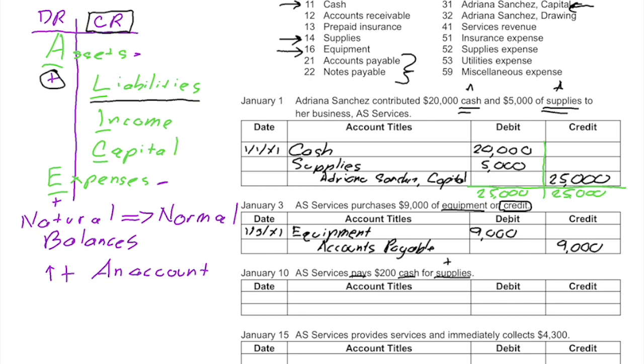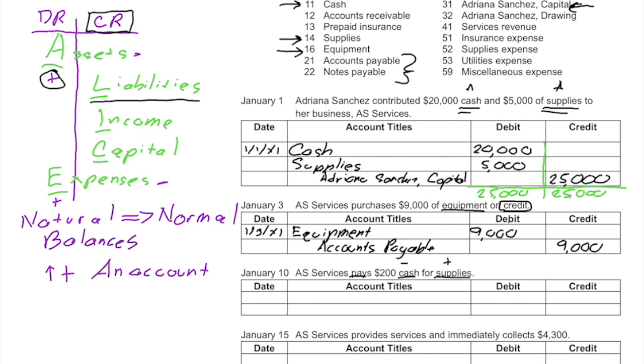Our supplies are going up. I had to give them $200 in cash. My cash is going down. Now I'm going to go back over to my chart at the left, and I am going to say both of these actually fall into assets. Both our supplies and cash are assets. So which one is going up? Supplies is going up. I'm going to need to debit it.